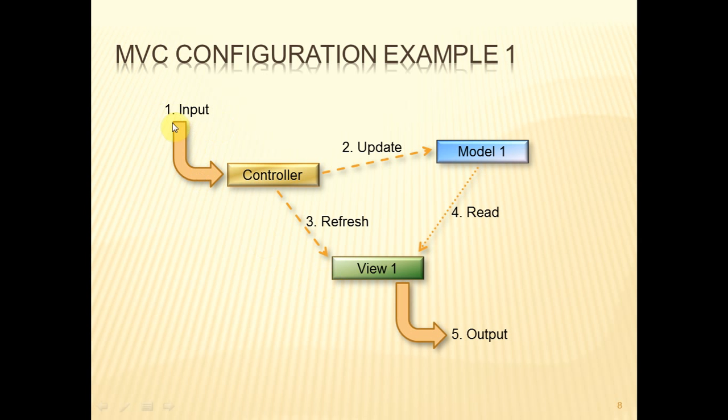Step number 1, there'll be some input from the user that comes into the controller. The controller decides what kind of input that is and will then, in some way or another, activate a model component. In this particular example, the activation consists of an update. That model will then do what it does with the data according to the business rules, and then the controller will cause the view to be refreshed. And as part of that, the view will need to read that data. And the view's final job is to output to the user the results of that interaction.